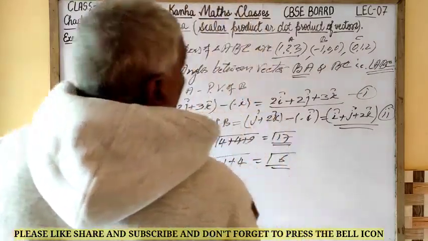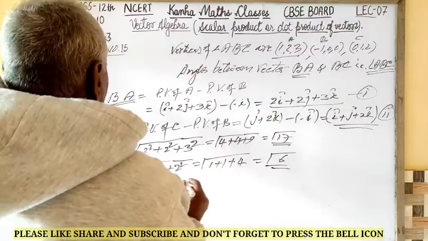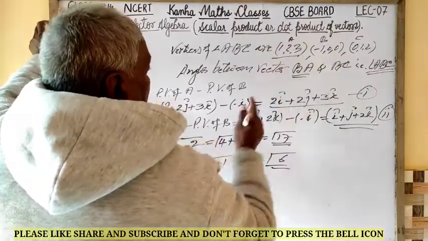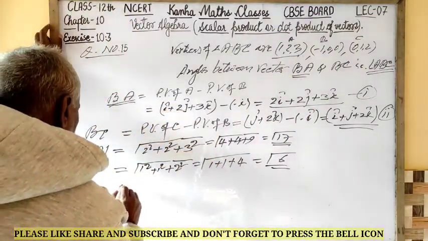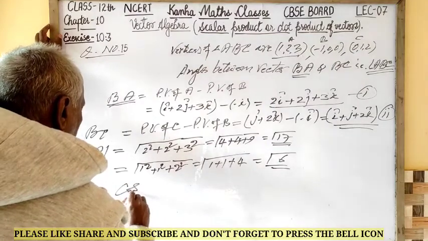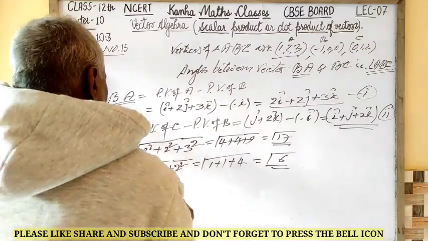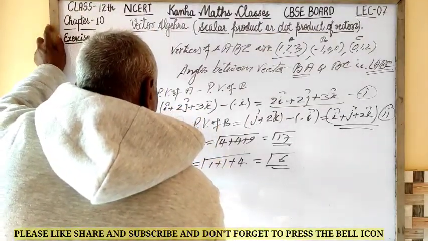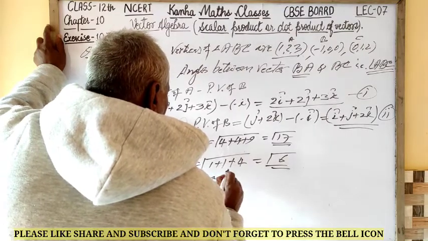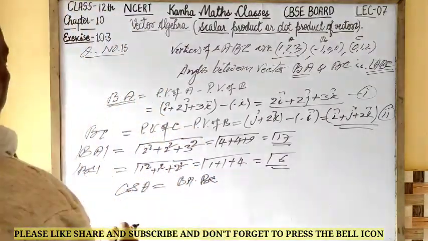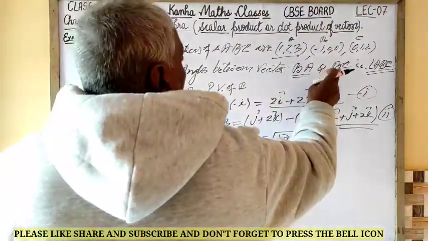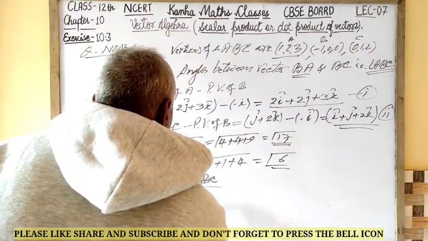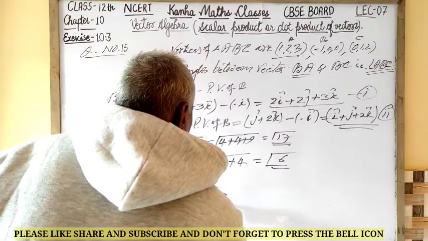Now we will use the formula because we have to find out the angle between these two vectors. Now, if theta be the angle between two vectors, cos theta means dot product of BA into BC upon mod of vector BA into mod of vector BC.